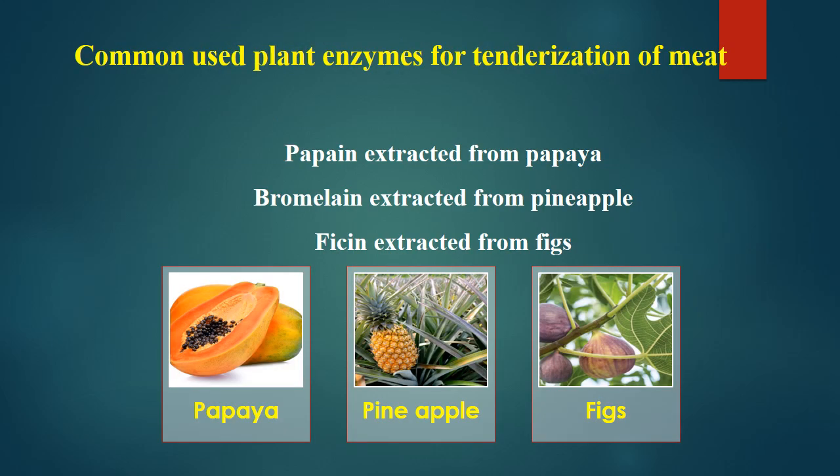So in our discussion, we are going to focus more on the plant origin enzymes, and some of the commonly used enzymes from plant origin for meat tenderization, as I mentioned already, are papain extracted from papaya. The papain is also available commercially in powder form. Then bromelain extracted from pineapple. This is also available for common use. And ficin extracted from figs. So this is also commonly used. These three enzymes of plant origin are very effective in the tenderization of meat.